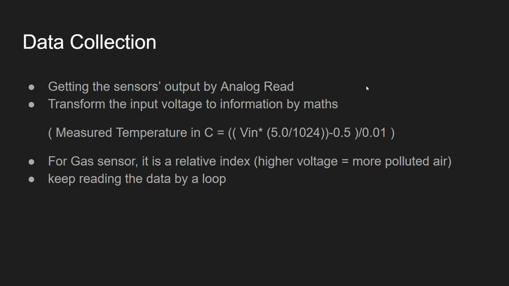However, it is not the case for the gas sensor, since the gas sensor measures the concentration of different air particles but only gives one output voltage. It is hard to tell the exact concentration of each air particle, but it still gives us a relative index of the air quality. The higher the voltage, the more polluted the air. The system would keep reading the sensor and updating the data by loop.